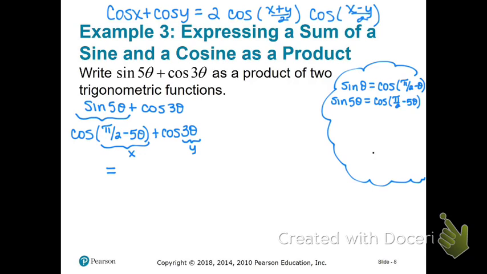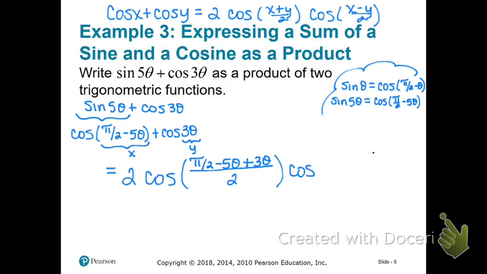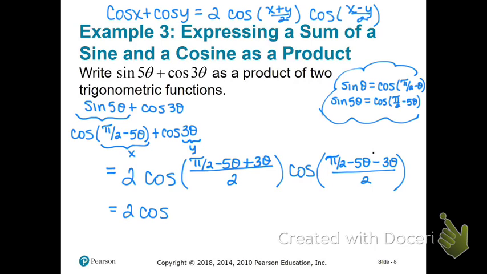So as we go to do this, we have 2 cosine of x plus y over 2, times cosine of x minus y divided by 2. Let's simplify what's in the parentheses.